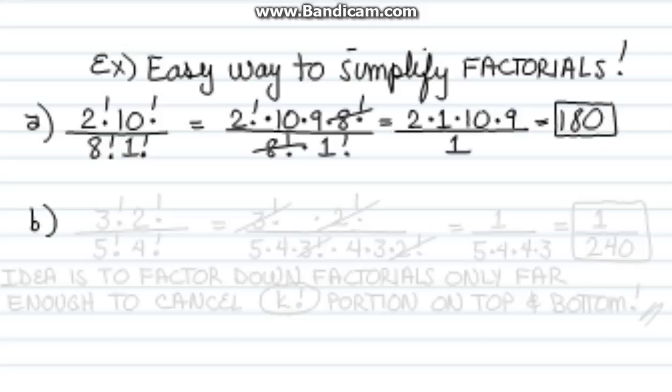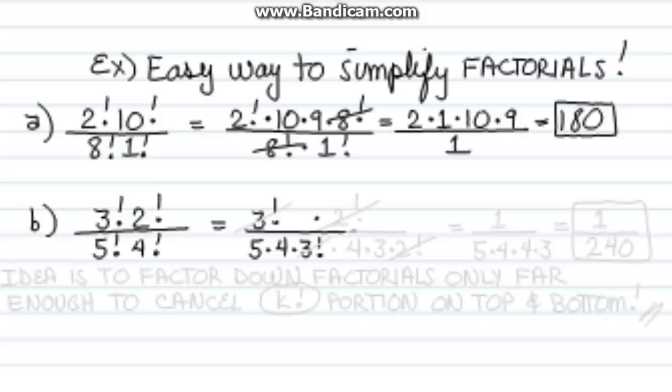Let's do it again. We've got 3 factorial times 2 factorial on the top over 5 factorial times 4 factorial. Now here's our shortcut. I think I'm going to factor the 5 factorial down to 3 factorial. See, we went 5 times 4 times 3 factorial. And then the 3 factorial will cancel with the 3 factorial on the top.